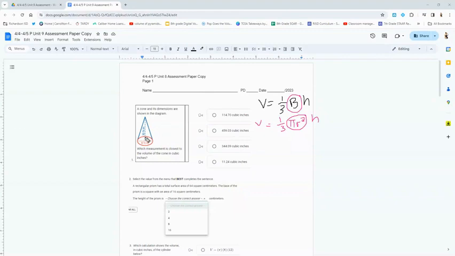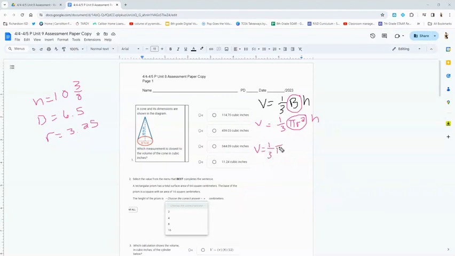Now I have to label the parts. I see that the height is H equals 10 3/8, and the diameter is 6.5. If my diameter is 6.5, I know I need my radius to be half of that, which is going to be 3.25. Okay? So now that I have it, I can plug this into my formula.